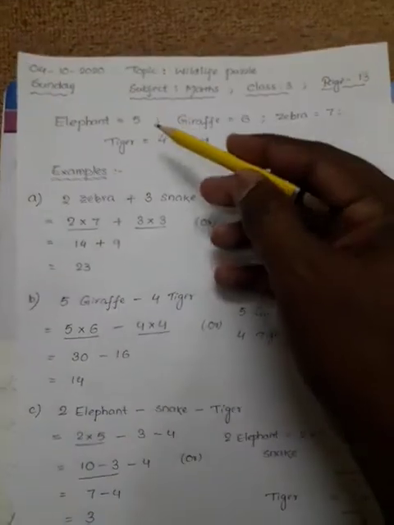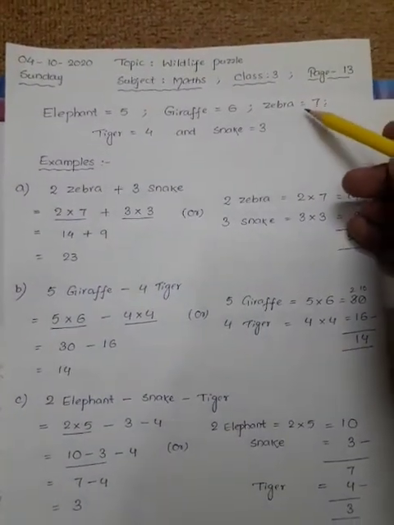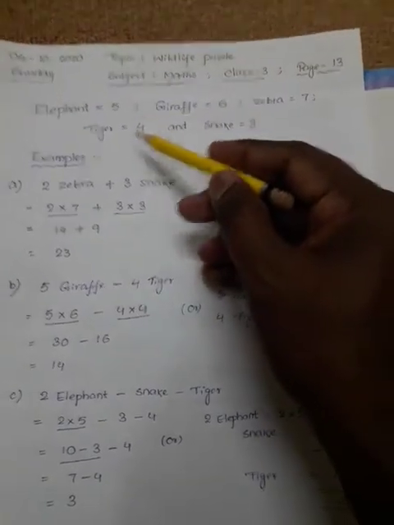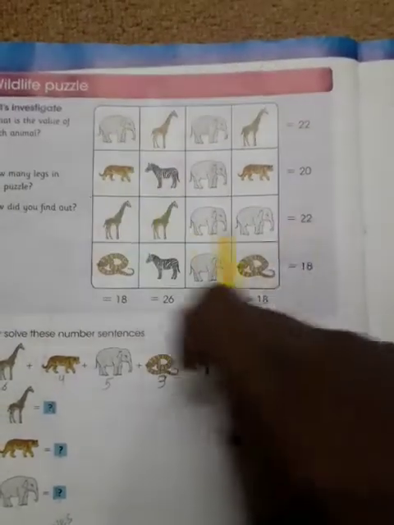We know that the value of the elephant is 5, the value of the giraffe is 6, the value of the zebra is 7, the value of the tiger is 4, and the value of the snake is 3. So you need to find the value by using this table.